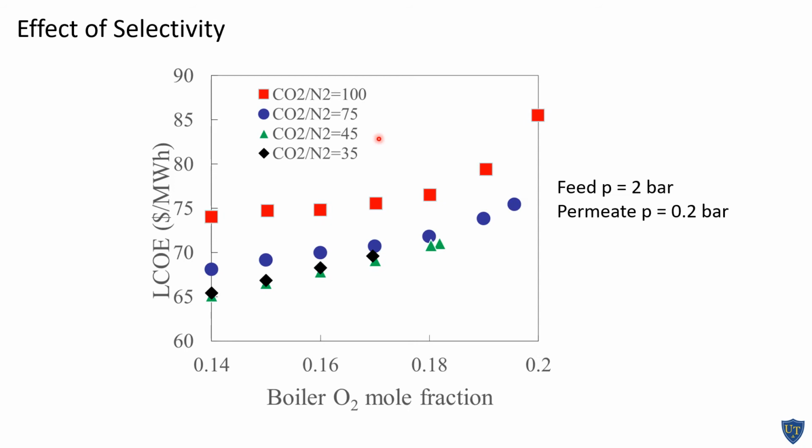Now, one thing to note here is that the results presented for the 35 selectivity membrane end at about a 17% oxygen mole fraction. That's because we weren't able to achieve the target recovery and the target purity without reducing the boiler feed air oxygen mole fraction to this point. So if you have a minimum composition of 19%, the 35 selectivity membrane would not give you that. Additionally, we couldn't get to 19% with the 45 selectivity membrane.